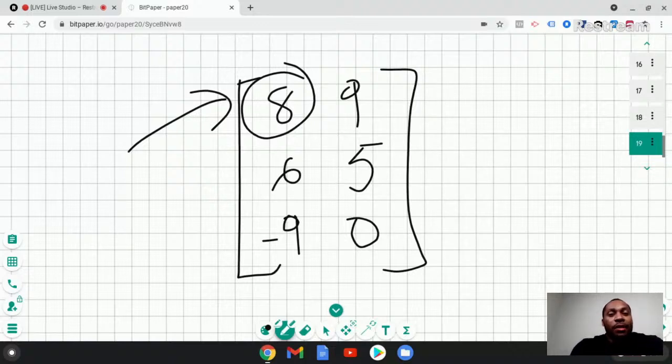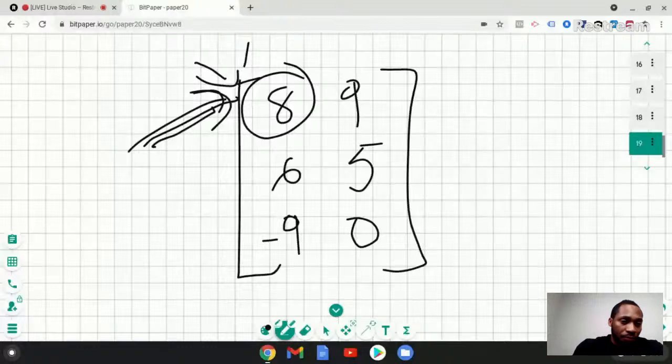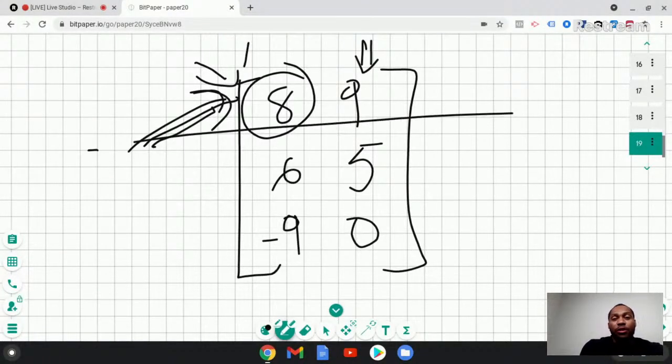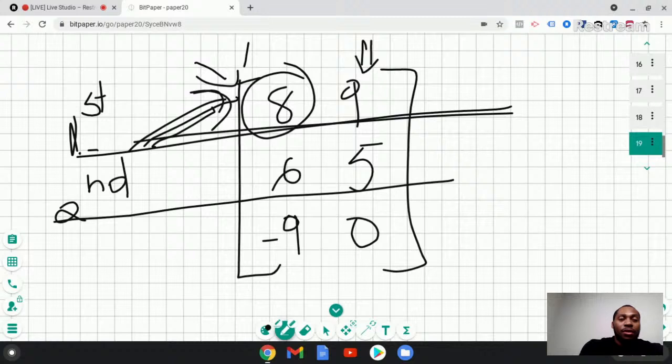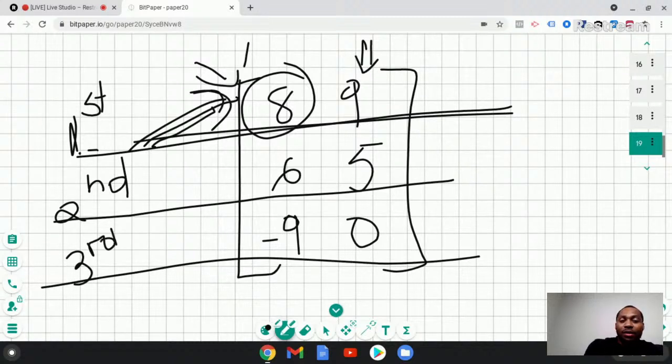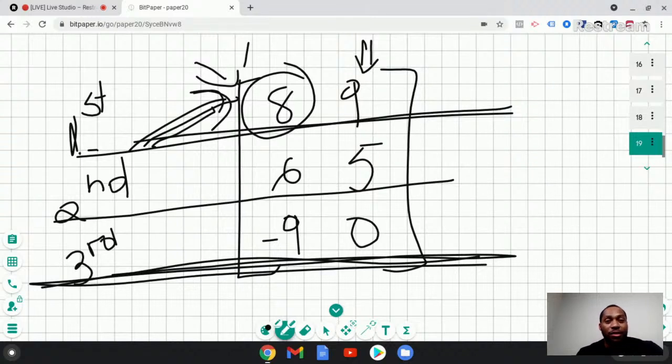So what I'm saying is, here we are in the first row in the first column. This is the position of 8. For 9, this is the second column, but this is still the first row, right? So this is the first row. This is the second row, and this one is the third row. So anything that's on this row is on the third row. Anything that's in this row is in the second row. Anything that's in this row is in the first row. So 8 and 9 are in the first row.